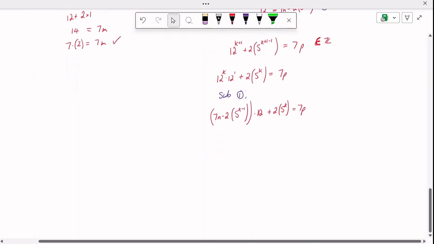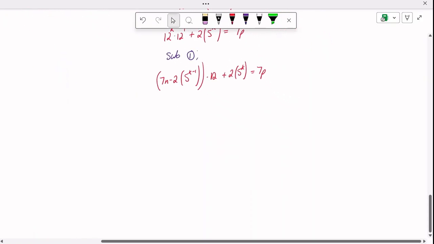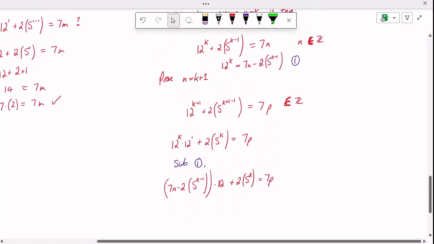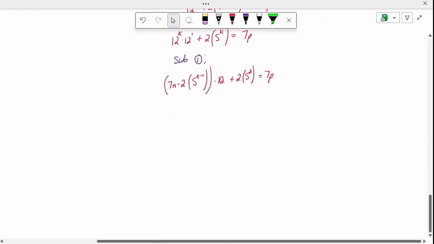is equal to 7p. Alright, so I've still got this k in here, but let's just sort of work with it and see how we go. I don't want to sub something else in from back up here because I'm going to end up in a bit of a loop. So now that I've made my substitution, I'm just going to stick with it.